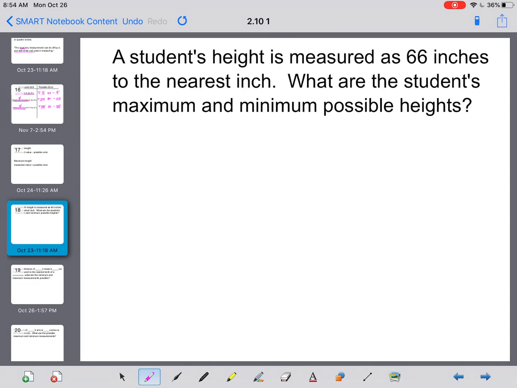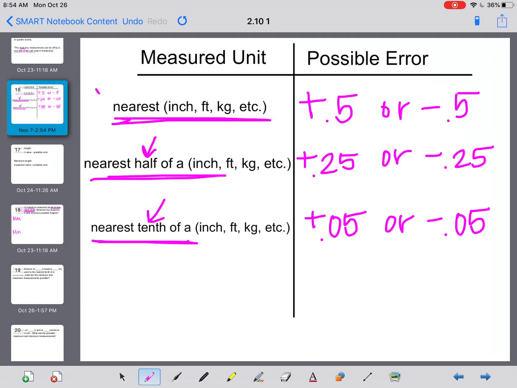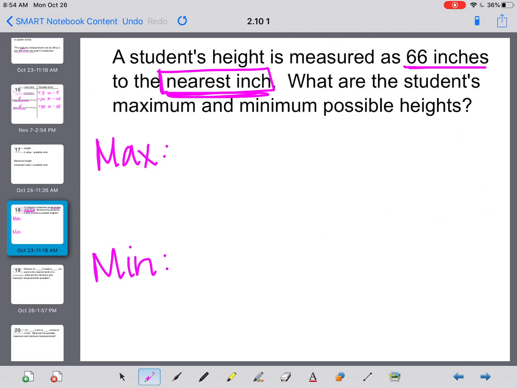Since you guys aren't in class with me, it'll be hard to do a couple of these things, but let's try this one. A student's height is measured as 66 inches to the nearest inch. That's a whole inch. What are the student's maximum and minimum possible heights? For the maximum, we're going to add. For the minimum, we're going to subtract. Now we have to look at this and find out what we get to add and subtract.